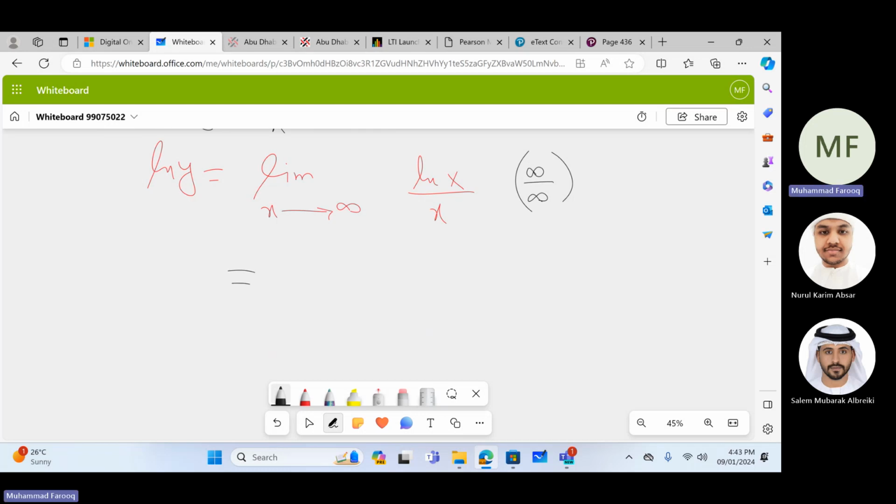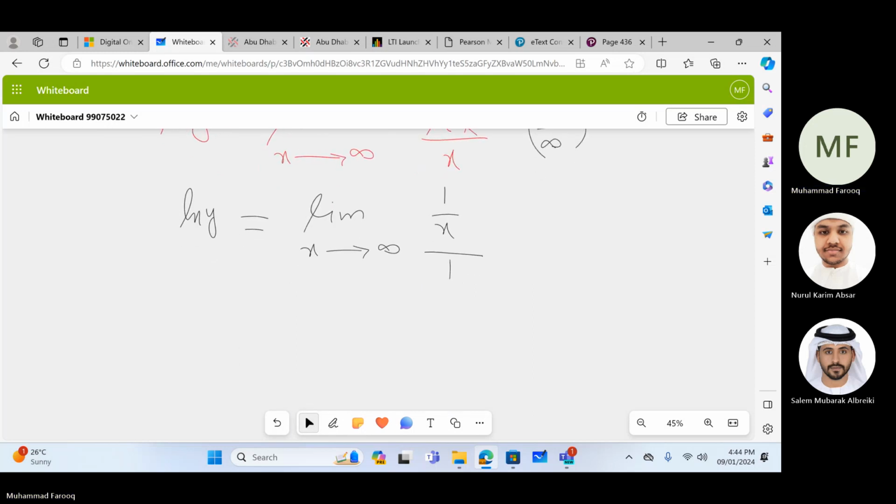What is my left side? Don't forget, I have ln y here. Please limit x to infinity. What is ln x derivative? 1 over x. Divided by what is x derivative? 1. Very good. It's 1 over x, which is 1 by x. Can I just remove this one? Yes. Please apply limits. Wherever you have x, put infinity. What is 1 by infinity? 0. Okay, good. Be careful.